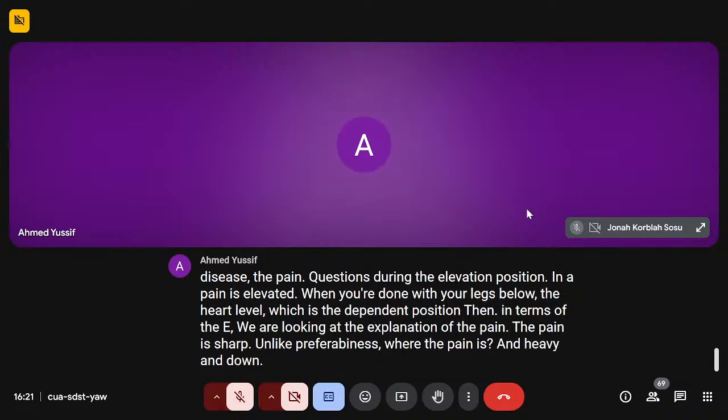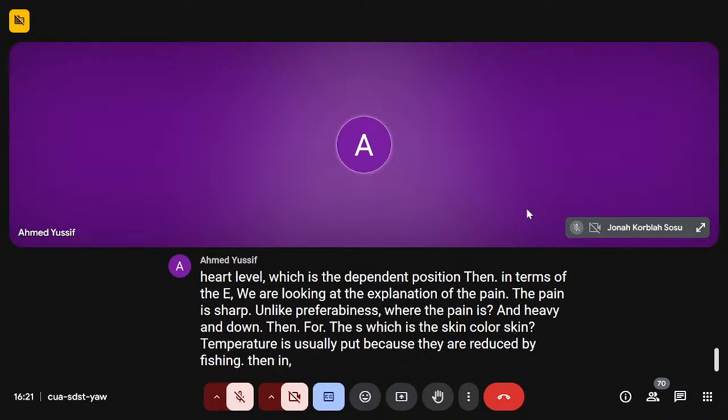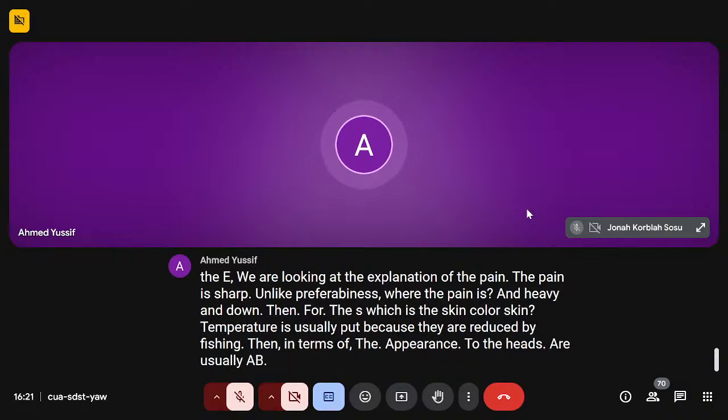Then, for the S, which is the skin color, skin temperature, peripheral artery disease is usually cold because you have reduced perfusion. Then, in terms of the appearance, the hairs are usually absent or very little. Then the skin is thin, unlike peripheral venous where it's thick.